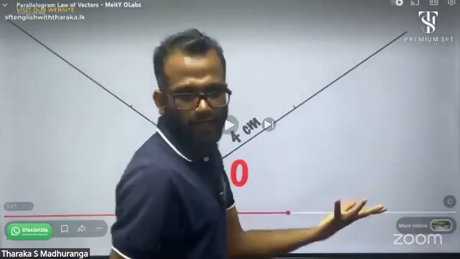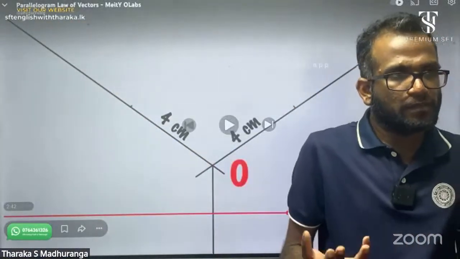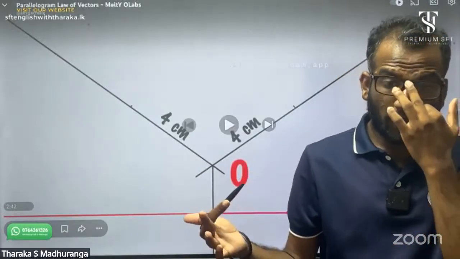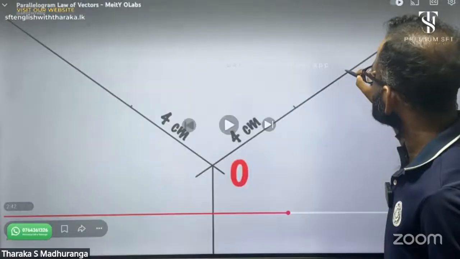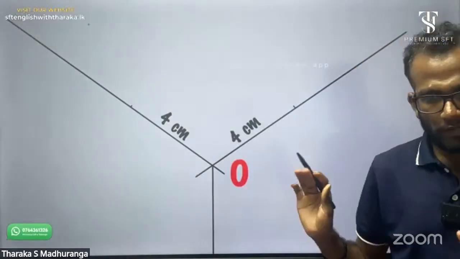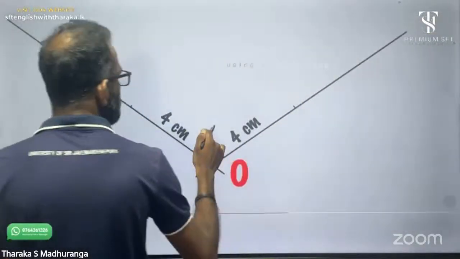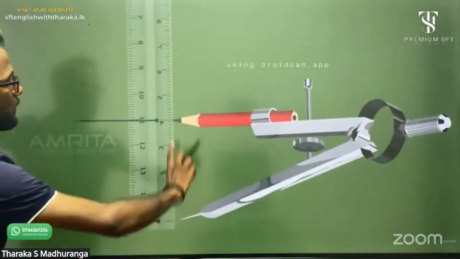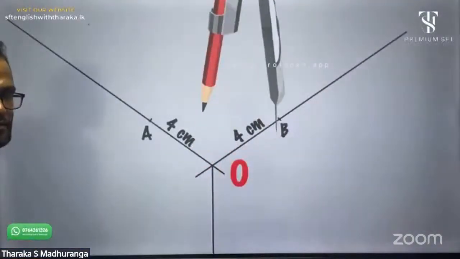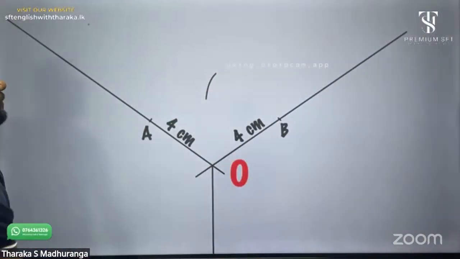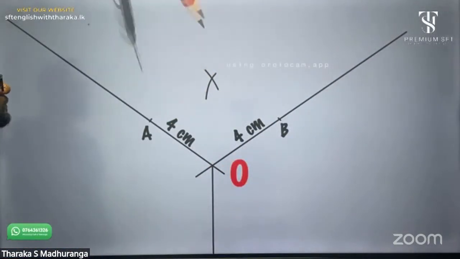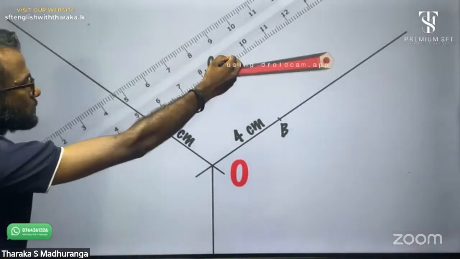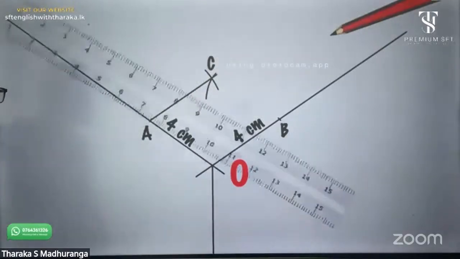You can select any scale. If you select 1 centimeter equal 10 gram, then you have to get 8 centimeters, right? No problem. On the scale measure 4 centimeters. With the 4 centimeter compass, draw an arc from point B, and another arc from point A joining the previous one, and mark it as C. This is the parallelogram OACB.